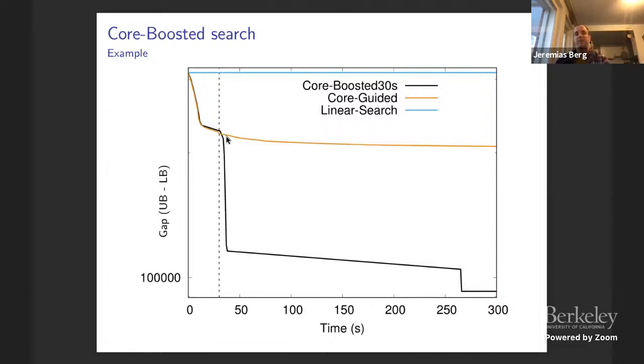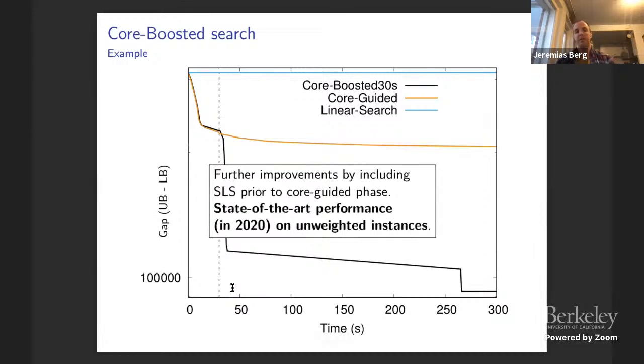And due to the reformulation steps done during the core guided phase, the new pseudo-Boolean constraint is actually small enough for the solver to be able to make further progress and find easily the best solution out of all of these three. And after publishing this work, it's been further improved by putting a local search solver at the start. And this led to state-of-the-art performance in the incomplete category on the unweighted instances.